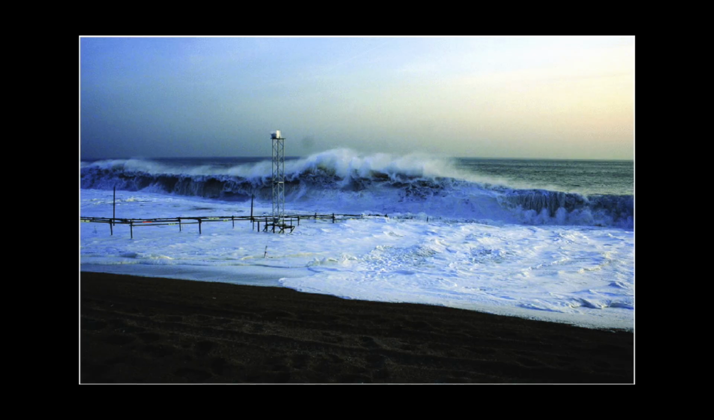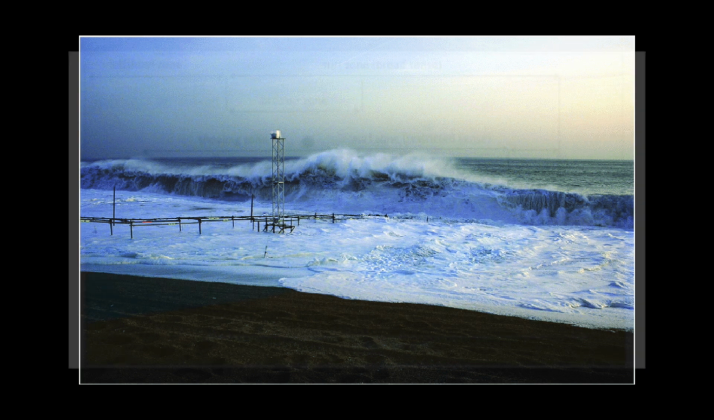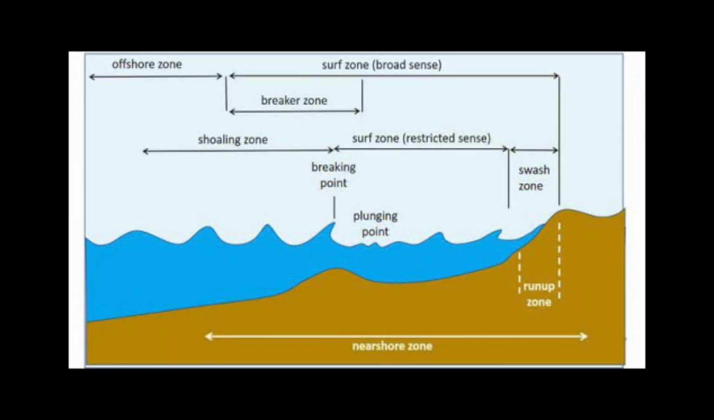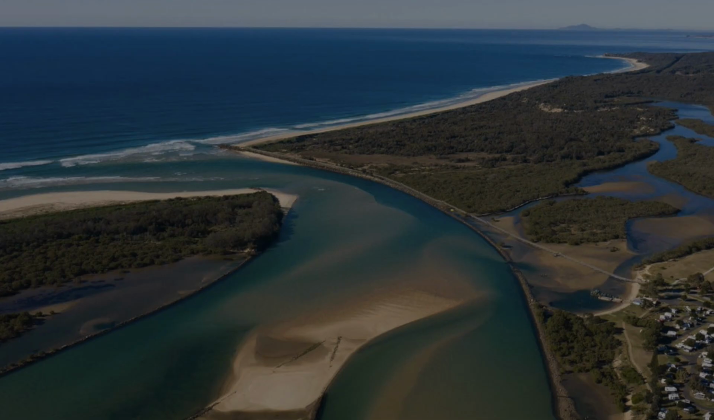Swash. The uprush of the water towards the shore is called swash or surf. Piling of sea water against the coast is called plunge. The distance from the shore where the waves break is called the plunge line. The breaking of the sea waves at the plunge line produces an uprush or swash.